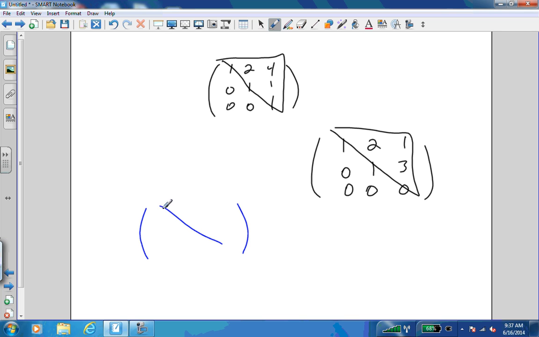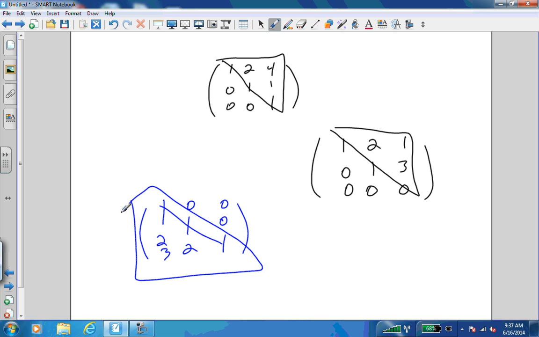So if we had those, then everything above the diagonal is 0s. So this is lower triangular, because if we have numbers, they're in the lower triangle. This is upper triangular, because if we have numbers, they're in the upper triangle.